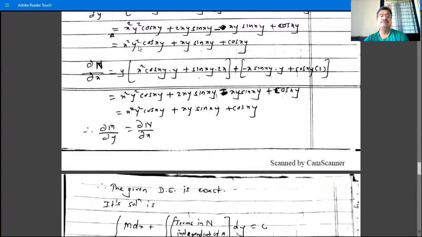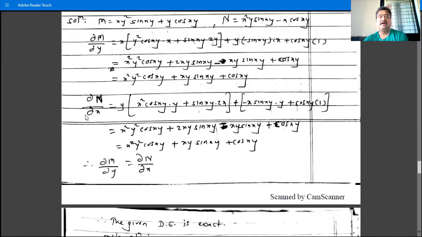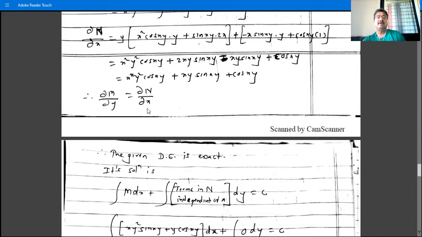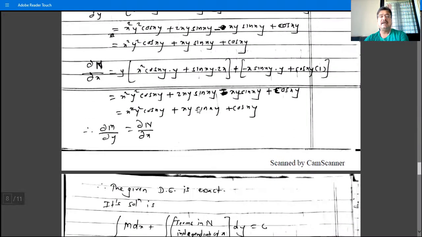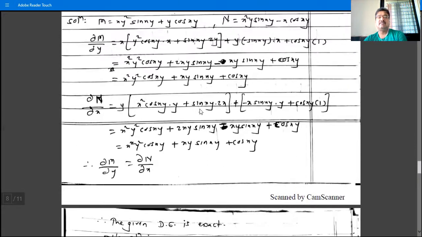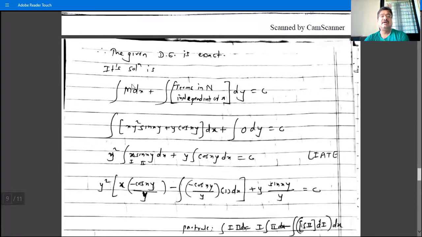And then if you observe, ∂M/∂y is this, and ∂N/∂x is this, and these two are the same. ∂M/∂y is equal to ∂N/∂x, and therefore the given differential equation is an exact differential equation. Therefore the given differential equation is exact, and so its solution is, this is the formula to obtain the solution of an exact differential equation: integration of M dx plus integration of terms in N independent of x dy is equal to constant c.